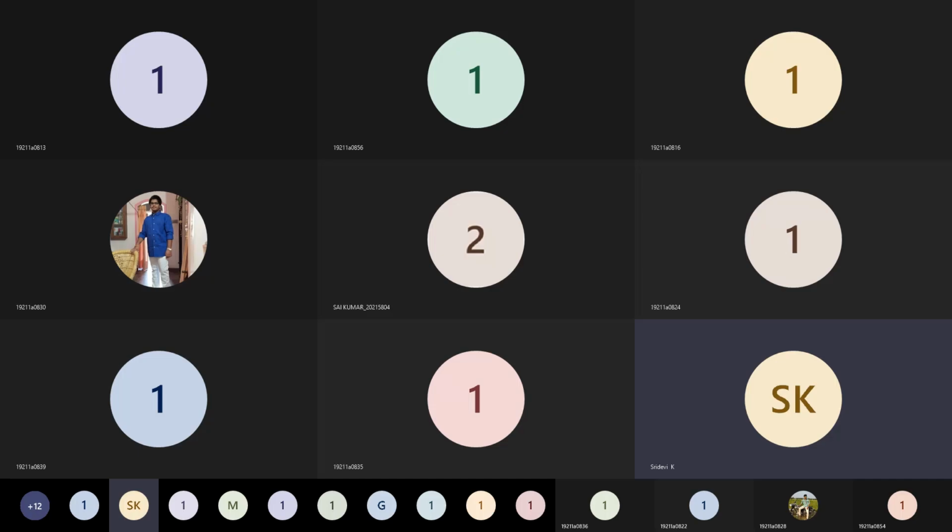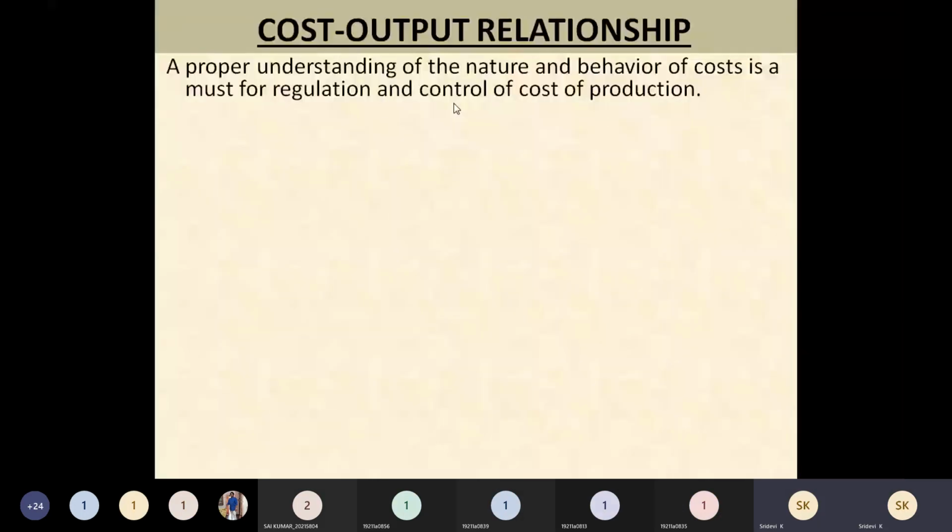How the costs are going to behave, about that we are going to discuss in this cost output relation. So, why this is needed? If you identify the cost of production that we are going to spend in producing a quantity of output, you can easily control the costs where the unnecessary costs are increasing or decreasing. So you can control them.